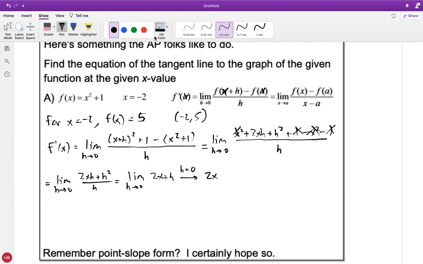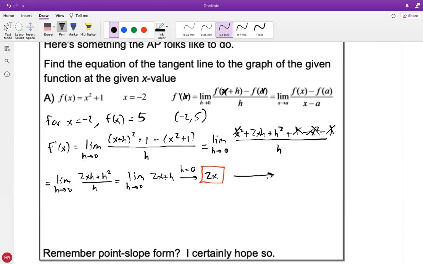So the derivative of this function at any point x, at any x value, is 2 times that x value. So when x is 0, the slope should be 0. And when x is 1, the slope should be 2. And when x is 10, the slope should be 20.